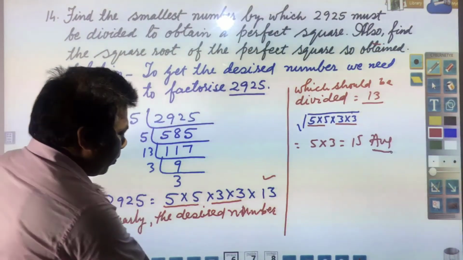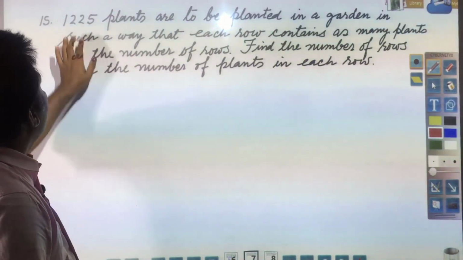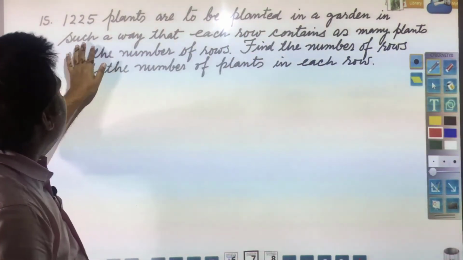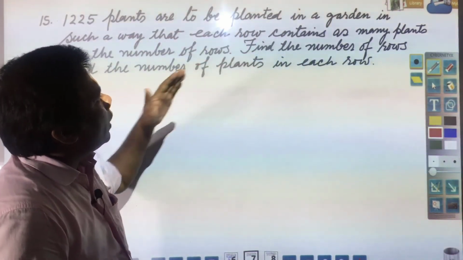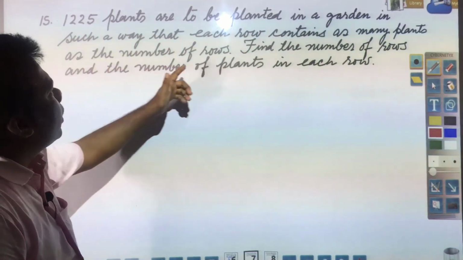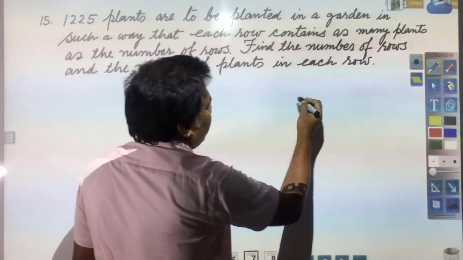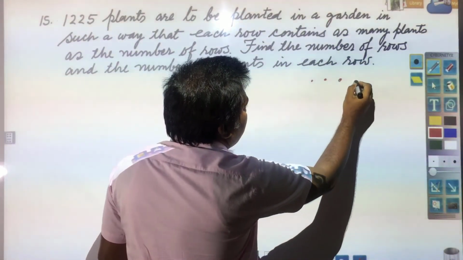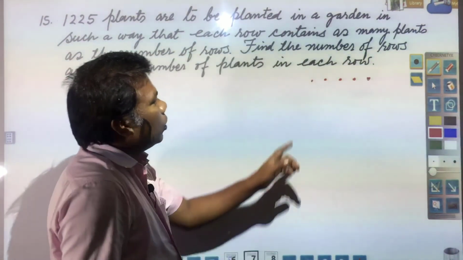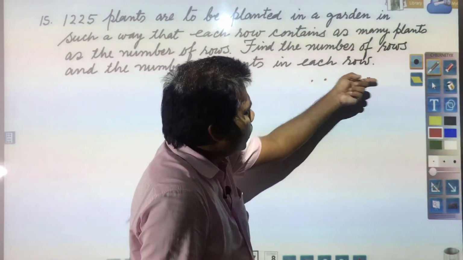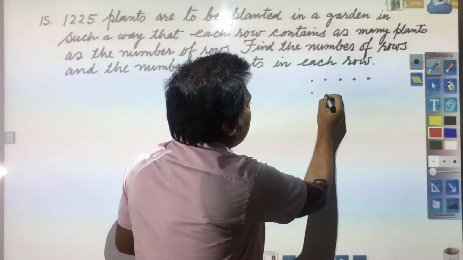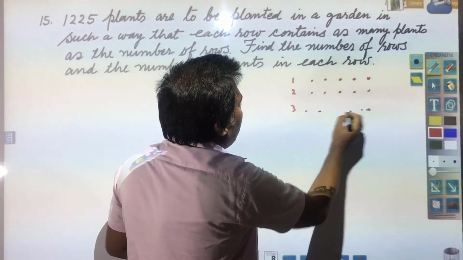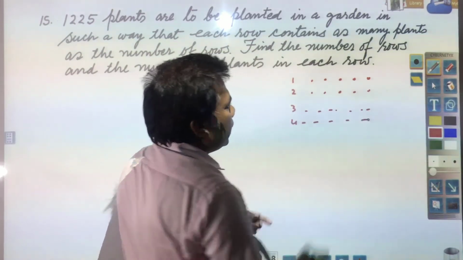Next question you see, 1225 plants are to be planted in a garden in such a way that each row contains as many plants as the number of rows. Suppose you are planting in a garden in this way. Suppose this is the number of rows, like this: first row, second row, third row, and fourth row.